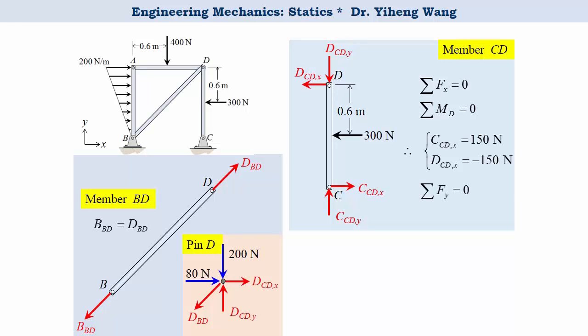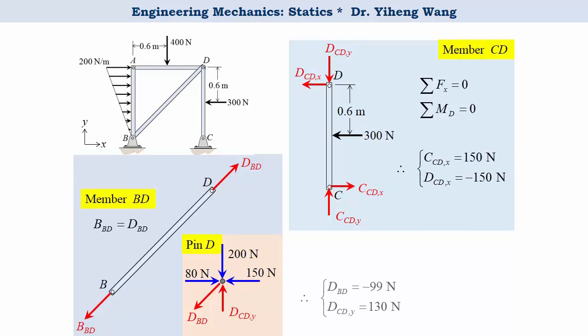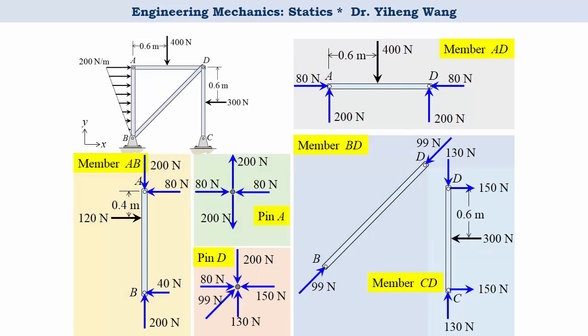And the third equation, resultant force along the Y direction equals 0, gives us the relation that C_CDY equals D_CDY. Now, since we know what D_CDX is, and notice that this is one of the unknowns from the previous step, we can solve for the remaining unknowns from pin D. And we know these 2 now as well. This is what we've got so far.